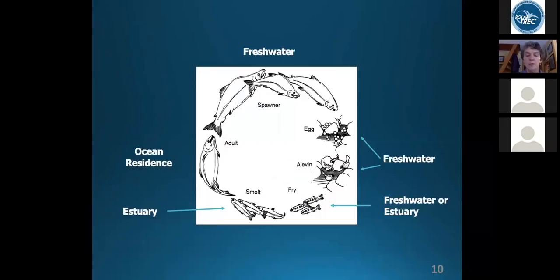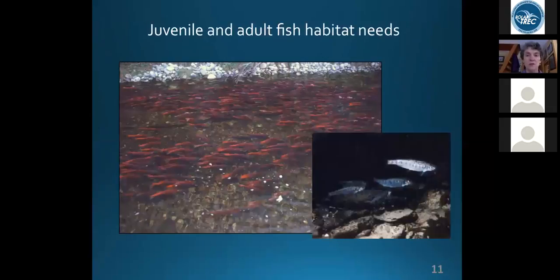Some of the salmon will rear in freshwater, others will be in estuaries. All of the smolting stage, when the salmon are going through physiological changes to adapt their bodies to an ocean habitat, occurs in an estuary somewhere. And then all of them spend at least a little bit of time in the ocean. So let's take a closer look at where these fish spawn and then also where those young fish rear.